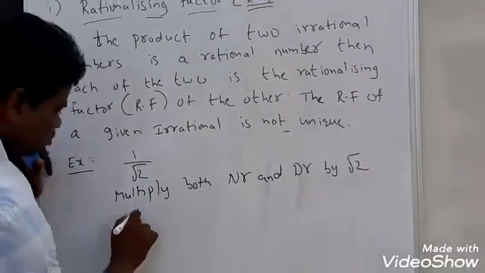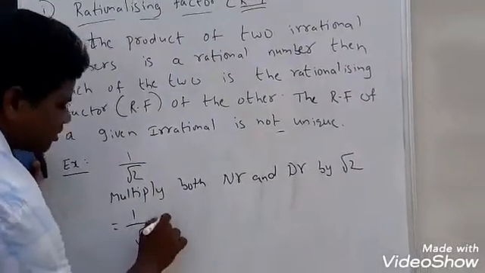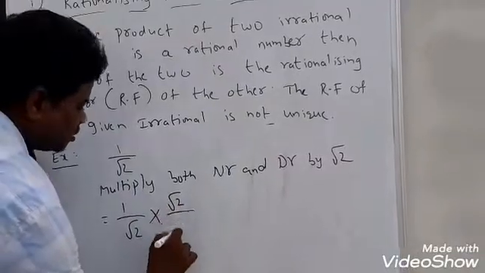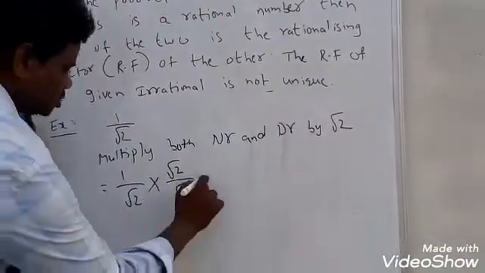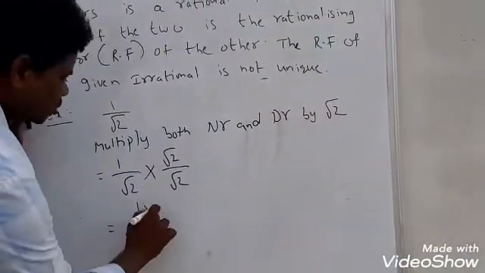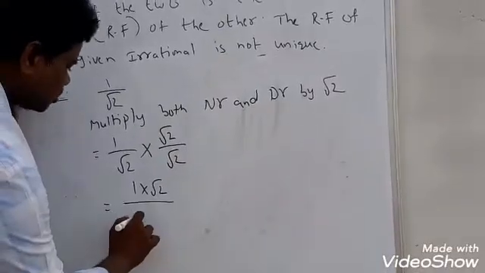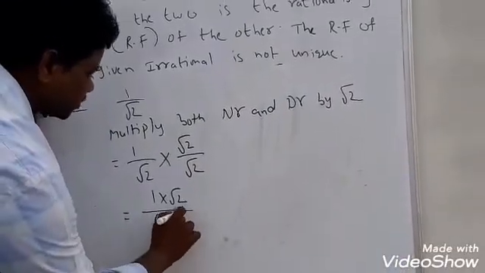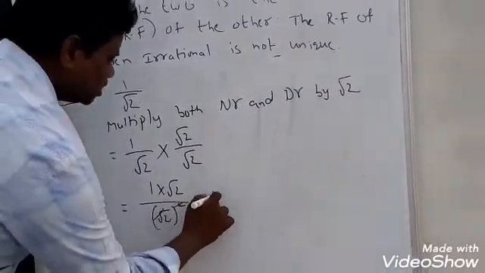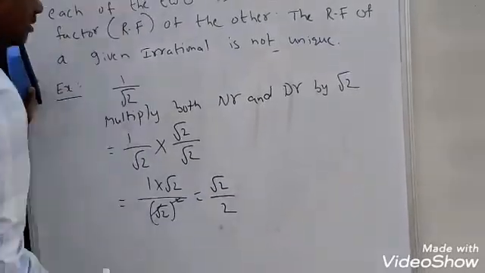That means 1 by root 2 can be written as root 2 by root 2. That is equal to 1 into root 2 by root 2 into root 2, which can be written as root 2 whole square. Root 2 cancels, and you will get root 2 by 2.